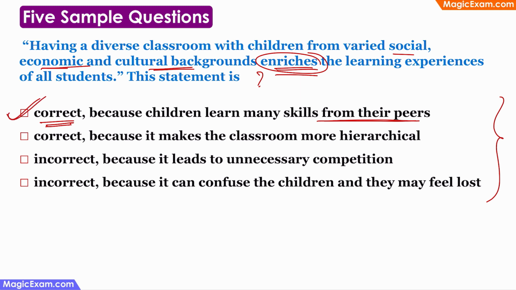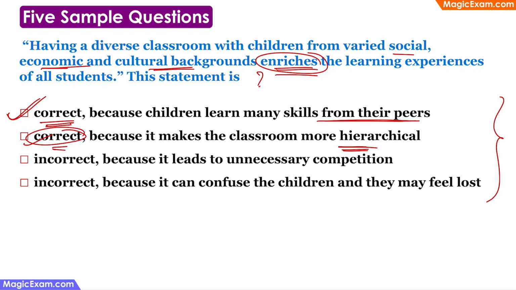The next three statements, first says that correct because it makes the classroom more hierarchical. No, it is correct, yes, but it does not make the classroom more hierarchical. That is, it does not become that children from a business background are considered to be superior and children from agricultural background will be considered to be inferior.